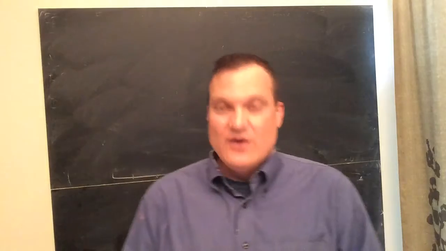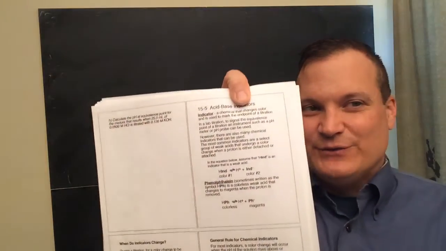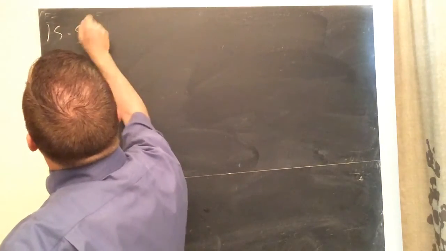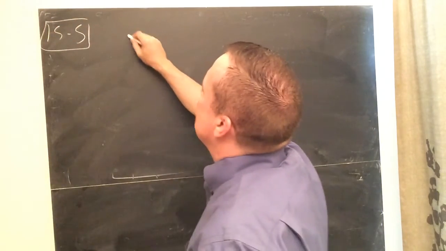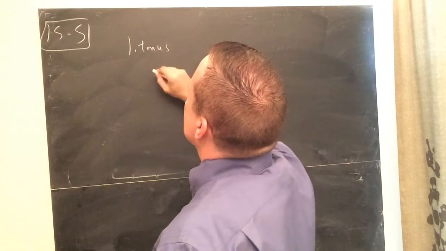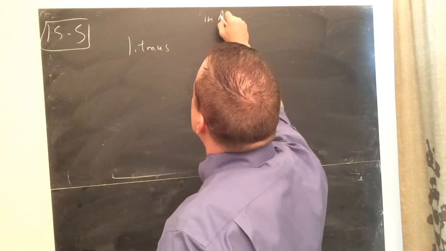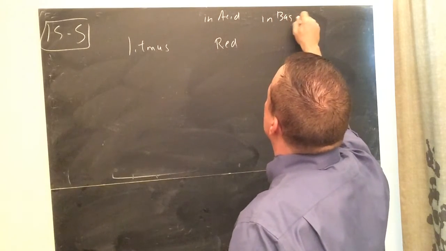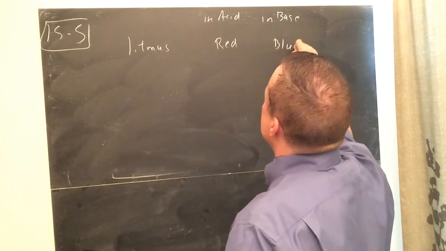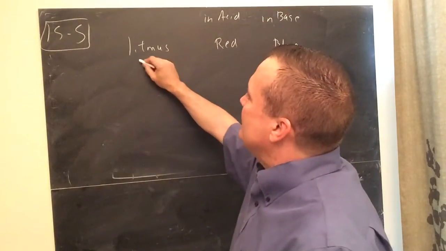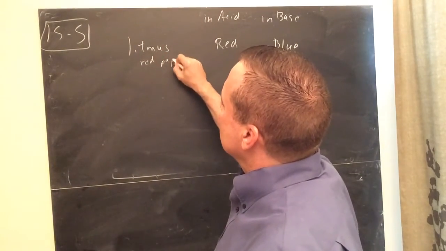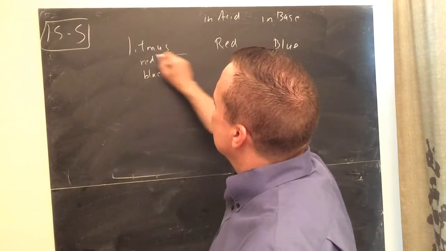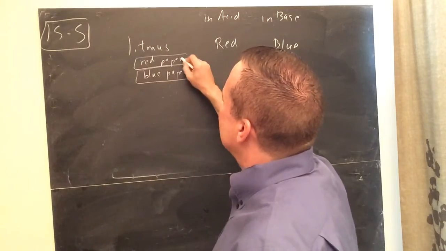Acid-base indicators. Well, there's only a couple of things I think you really need to know about acid-base indicators. First of all, the main indicator that you should all be aware of is litmus. Now, remember that litmus in acid is red. In base, it is blue. I think I mentioned that on the other video. Now, the way they do it, they have red litmus paper and blue litmus paper. There are two. You may have seen them in biology class, red and blue.